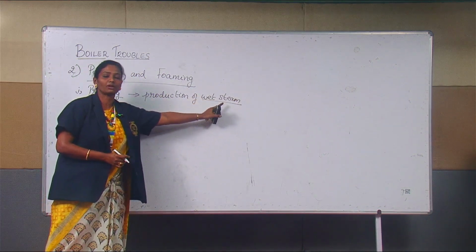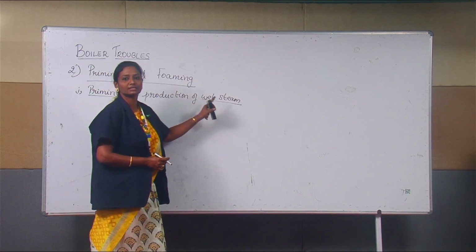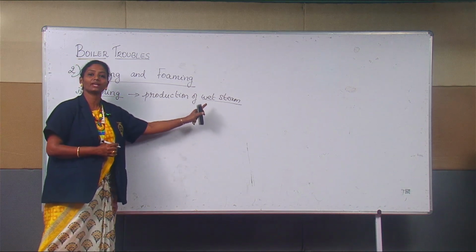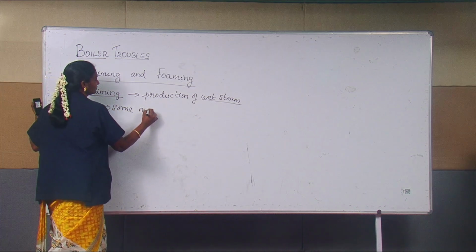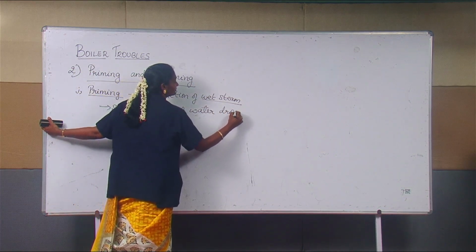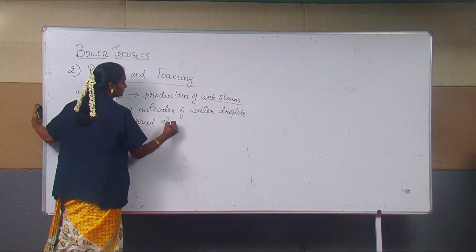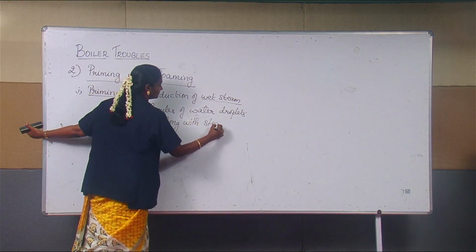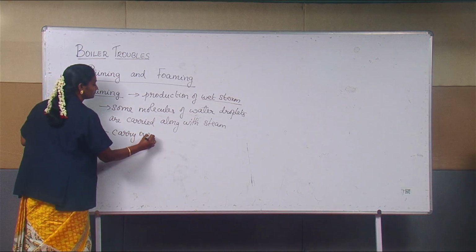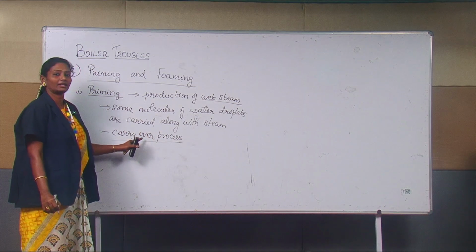We have heard the term steam. What is wet steam? We know steam is in the gaseous state or in the vapor state. When water molecules are mixed up with the steam, then it would result in this wet steam. So priming is the production of wet steam where some molecules of water droplets are carried along with steam. So we give a term for this as carry-over process. As water is carried along with steam, we give this term as carry-over process.